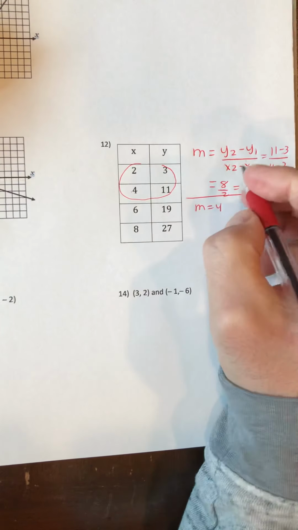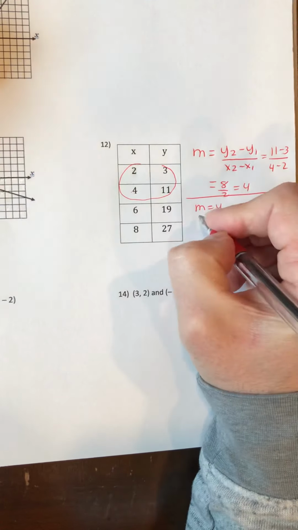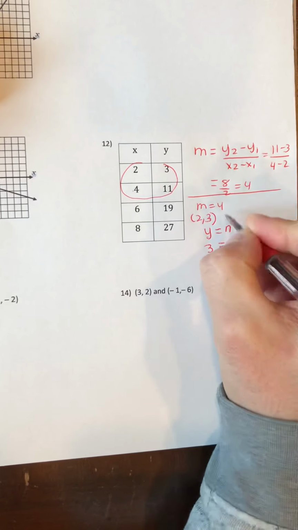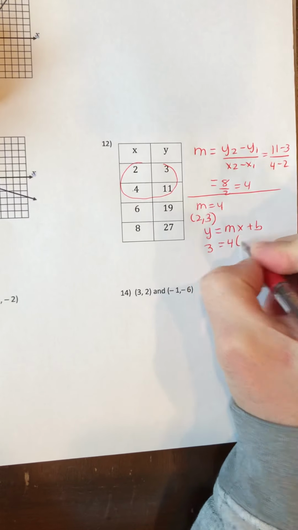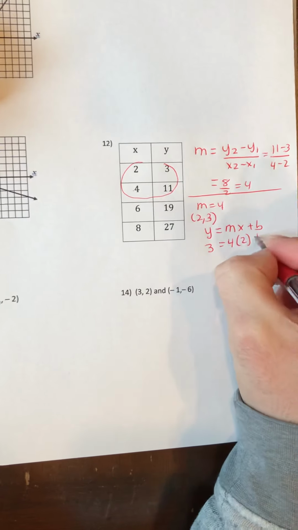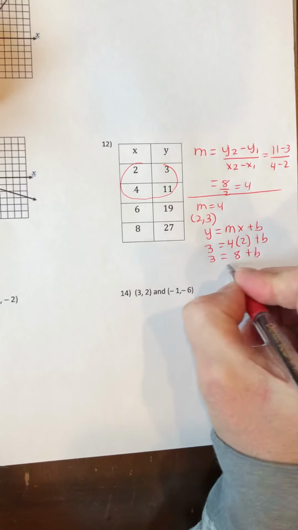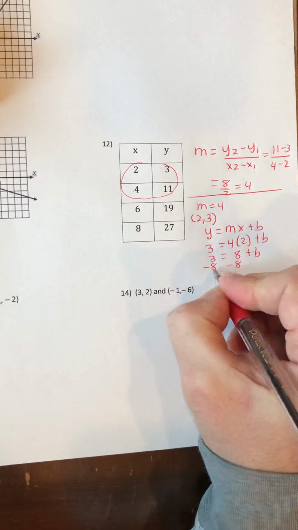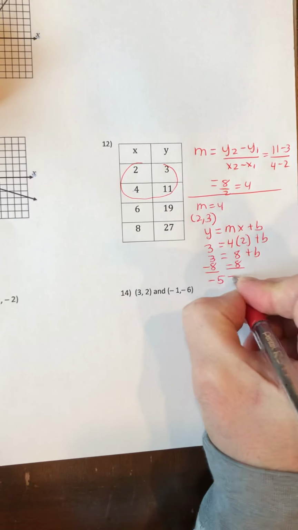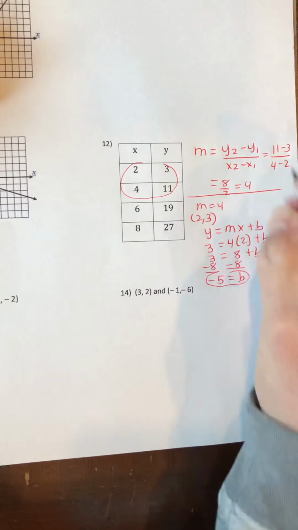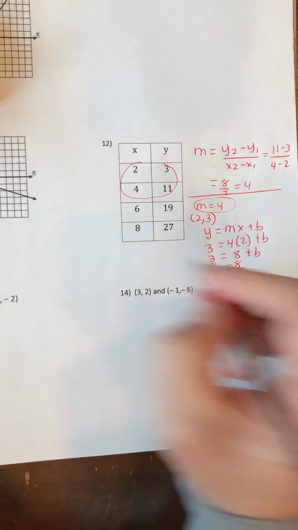Then we're going to pick a point. Let's say 2, 3. And we're going to plug into mx plus b to find b. All right? You plug 3 in for your y, plug in 4 for your m, and 2 for your x, and then we're going to find b. 3 equals 8 plus b. Subtract 8. Negative 5 equals b. We got our b, we got our m, we got our equation.